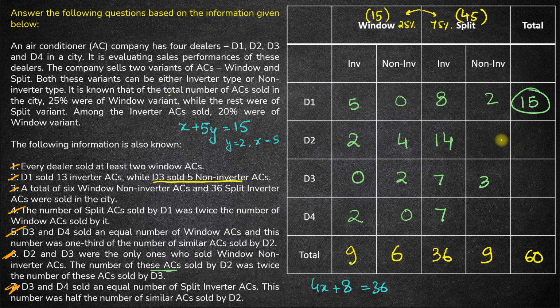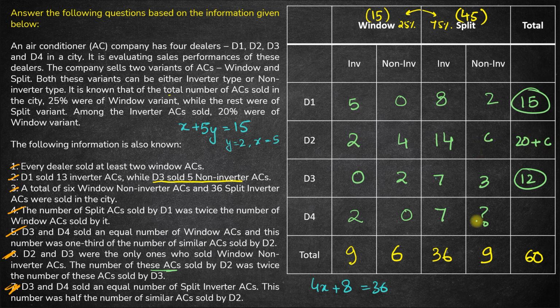For D2, we can't figure out the total number of ACs sold because we don't know the number of non-inverter ACs here. For D4 also, we don't know the number of non-inverter ACs here. So these are question marks. For D3, the total number of ACs sold is 3 plus 7, 10, 10 plus 2, 12. This number here must be 14 plus 4, 18, 18 plus 2, 20, 20 plus, let's say this is C. So 20 plus C.